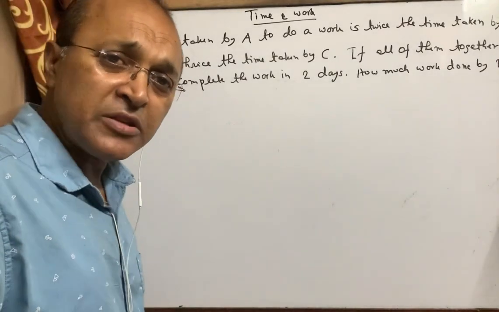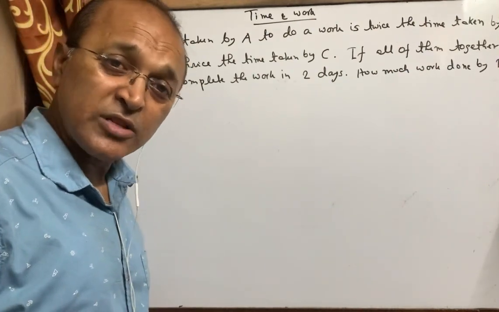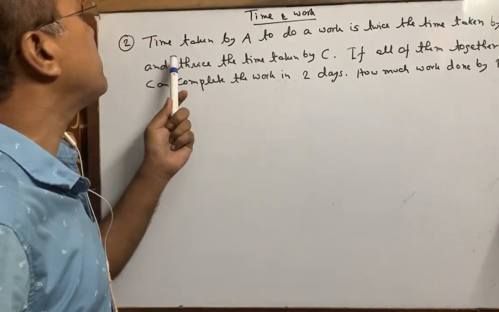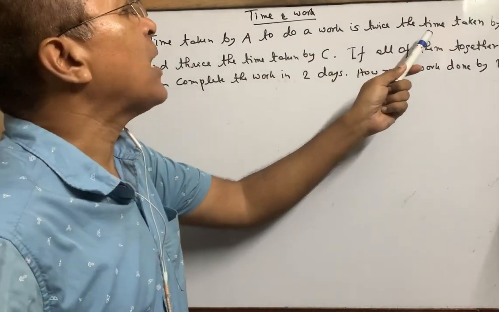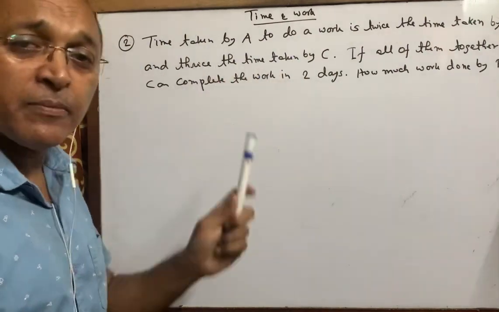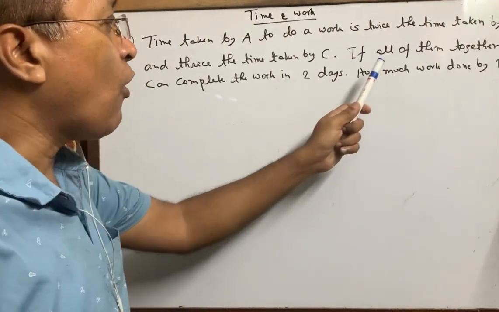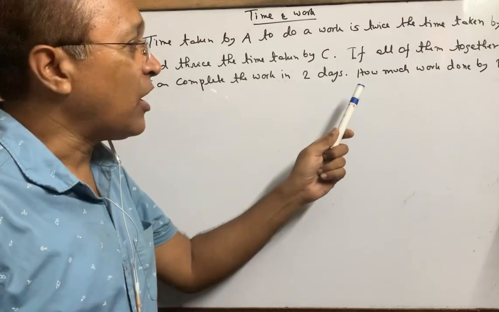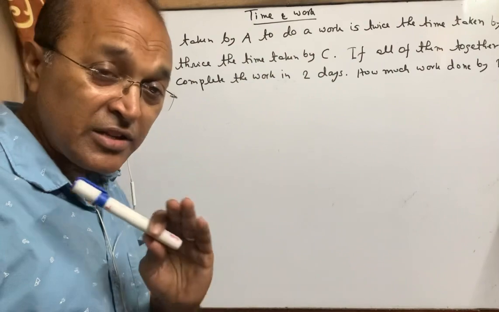Okay, please see this particular problem. This one is very interesting as well as important. First, try to understand what is given. Time taken by A to do a work is twice the time taken by B and thrice the time taken by C. Okay. If all of them together can do the work in 2 days, then how much work is done by B alone? So there is a comparison.